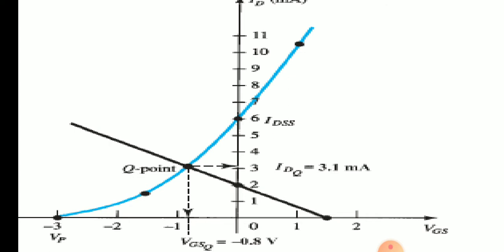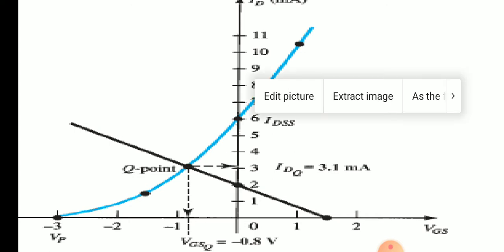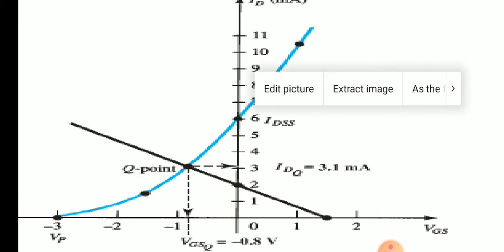So we have to calculate the value of the quiescent point at the particular VGS, that is 1.5 volt. We are getting two different values of the Q point: one is VGSQ and another one is IDQ. So VGSQ is -0.8 volt and IDQ is 3.1 milliampere. The same numerical you can solve using mathematical analysis. Just put the values and calculate the VGSQ and IDQ using Shockley's equation.